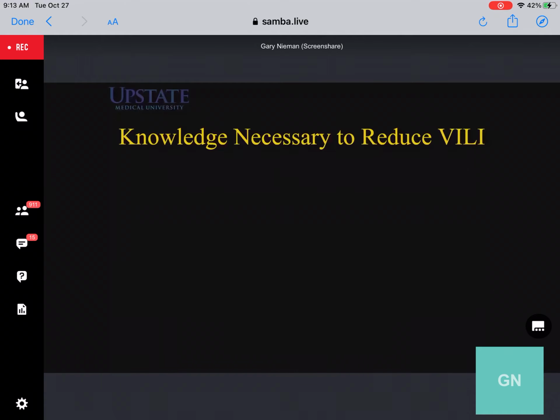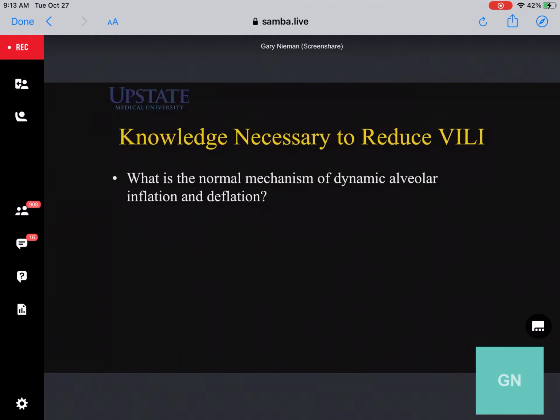So what's the knowledge necessary to reduce VILI? What's our physiologic knowledge that we would need in order to come up with a better mousetrap, with a better way to protect the acutely injured lung? So we have to drill down into the lung, and we really have to look at the normal mechanism of dynamic alveolar inflation and deflation, because this is really where the rubber meets the road. What happens at that alveolar level with each breath? Do these alveoli over-distend? Do they open and collapse, or are they stable?